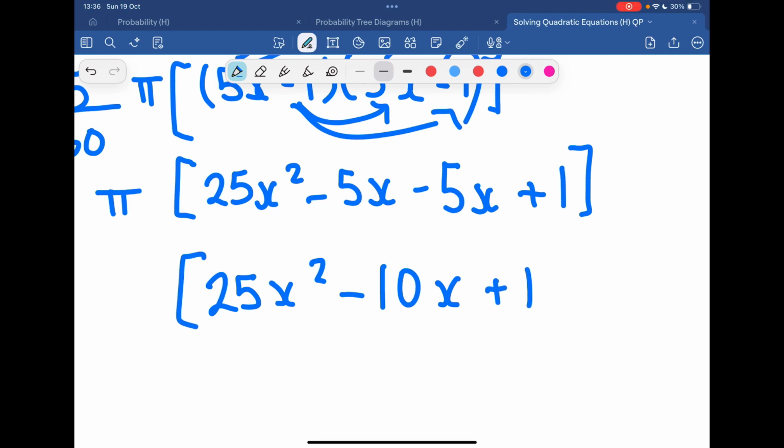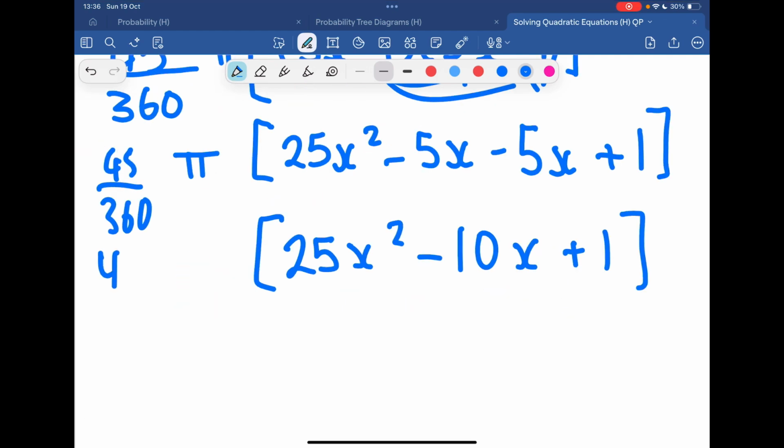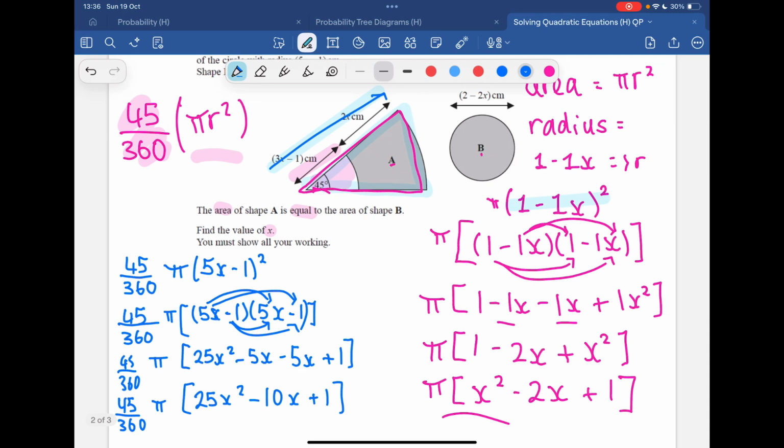Again, this is just a quadratic. We've seen these before. We're used to them. This is in a form that we know how to work with. Okay, so this is this total area here. Now let's work out the smaller area.